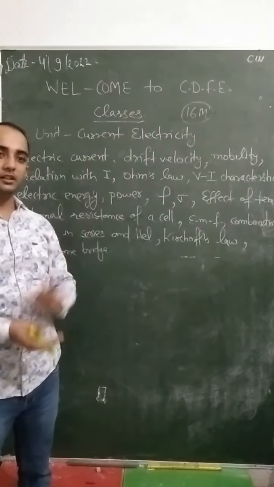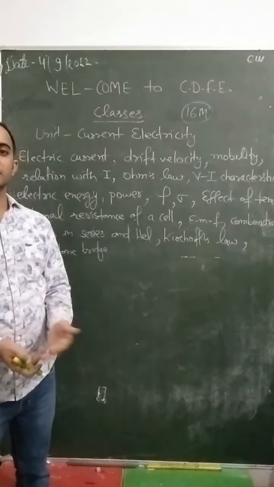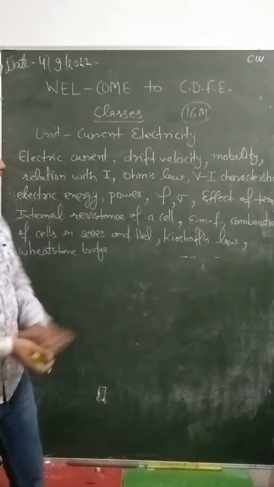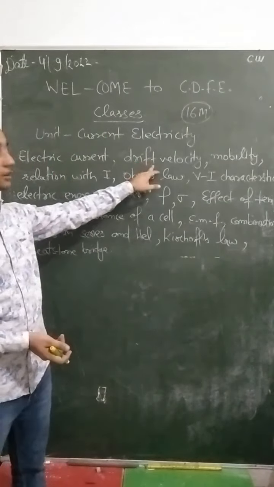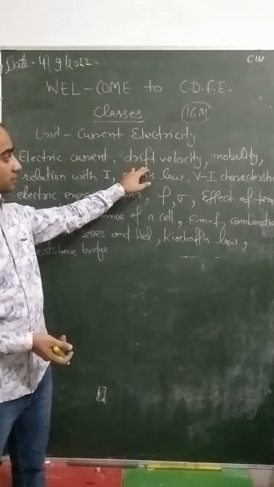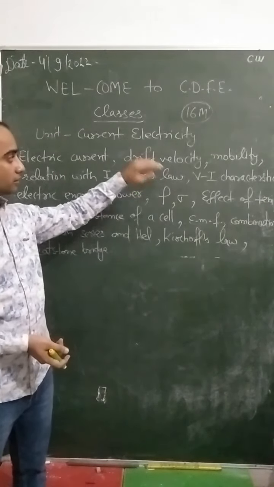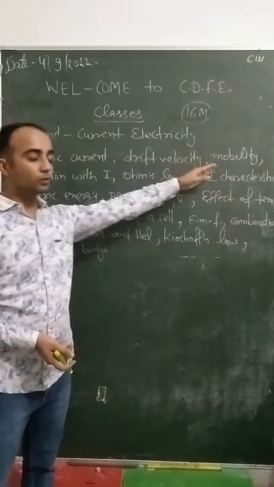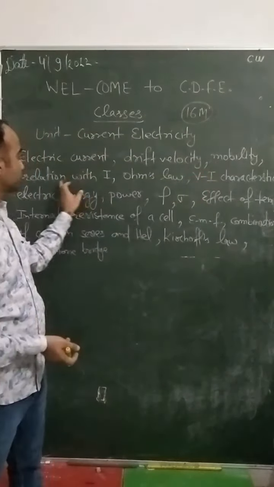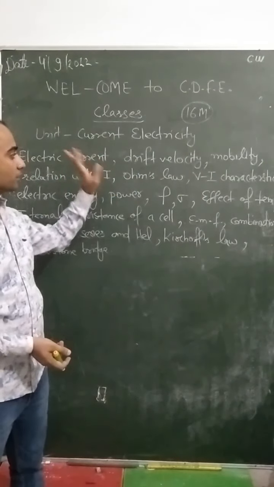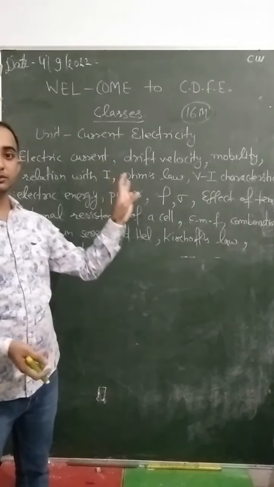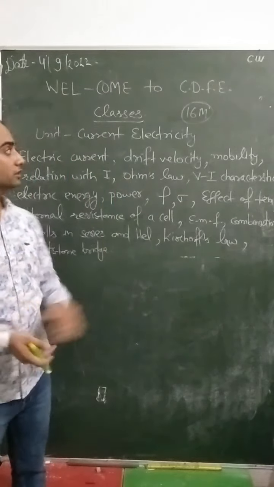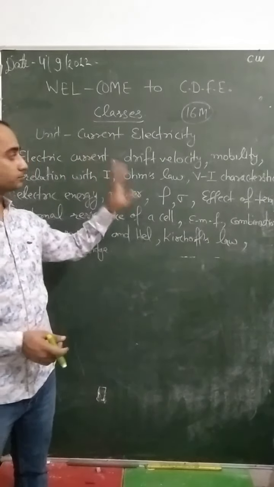So you have to study current, its properties, and its relation with other quantities. Then drift velocity: what is drift velocity, and what is the relation between drift velocity and current, like mobility and the relation between mobility and current I. These are the terms you are introduced to in the chapter current electricity.